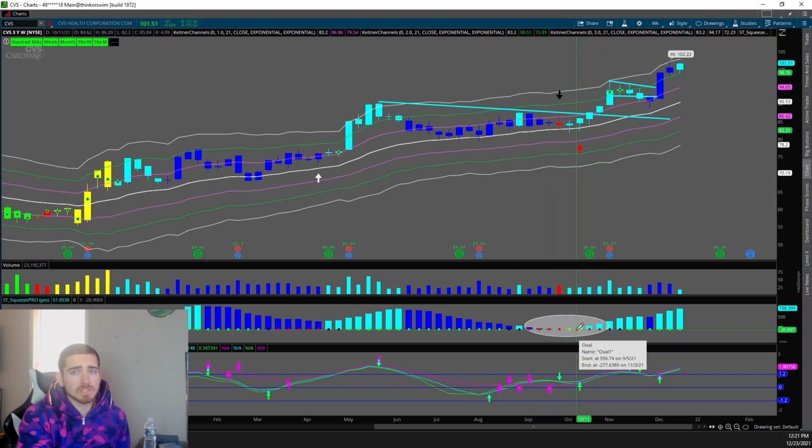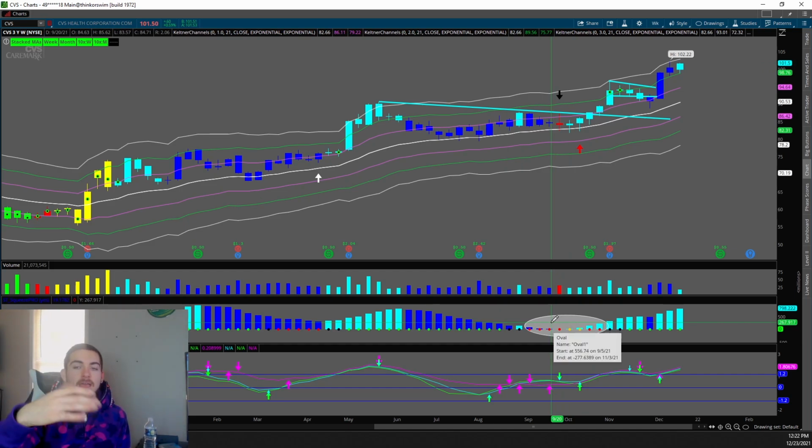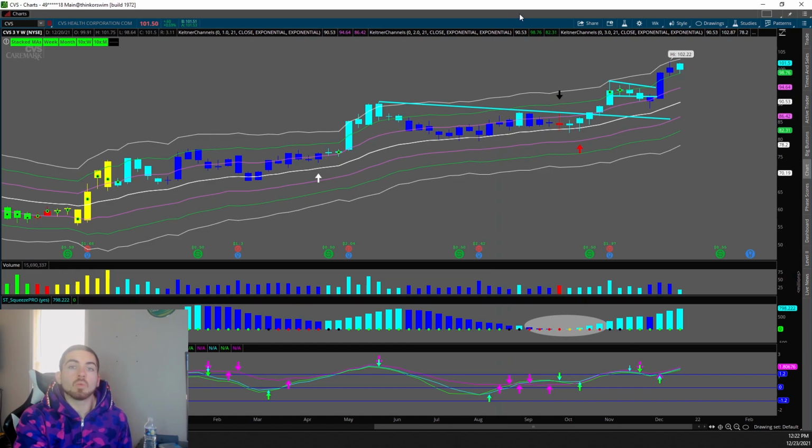Now, when you see the orange dots, that is very, very important to pay attention to, because the orange dot is basically saying, grab me by the face and pay attention to me because I am getting ready to move. So again, this is on the weekly time frame. This is something that you want to pay attention to.